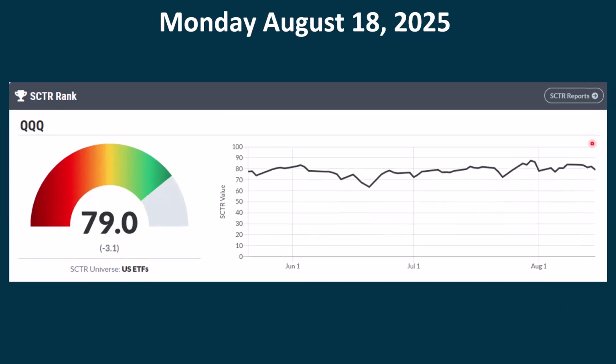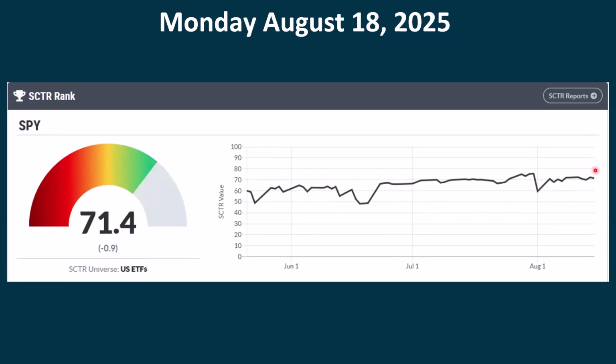Then in second place are the QQQs, which is the NASDAQ 100. Showing a little bit of weakness here. We're seeing some negative divergences in the NASDAQ 100 that are causing a little bit of concern. We just want to keep an eye on those to see if they develop into price action. But it's coming in second place at 79.